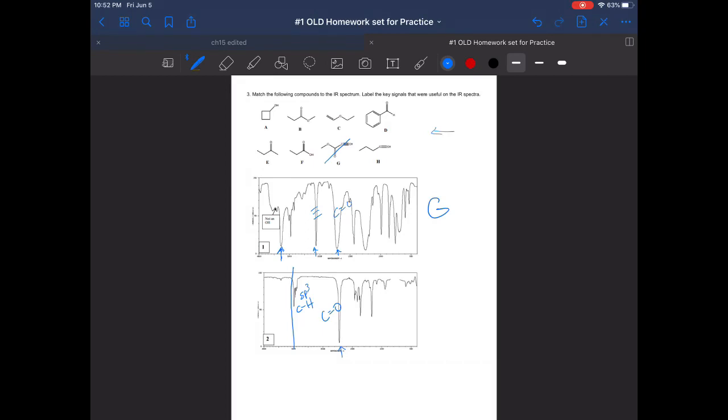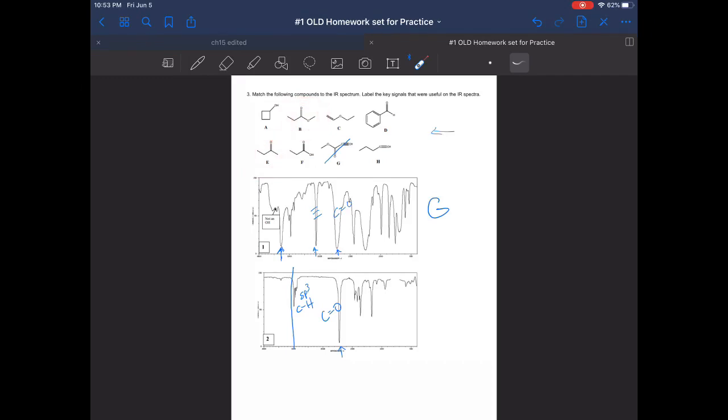Now, if I go to my choices, I can eliminate D because D has an aromatic ring, which would give you signals right above 3,000. I'm just looking at the carbonyls. I know it's not F because the carboxylic acid would have a much broader peak here. So I'm really left with B and E.